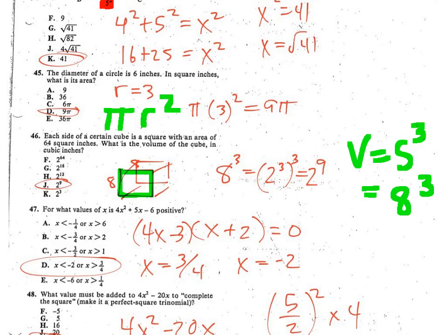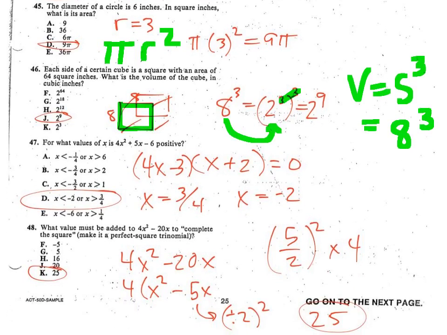to the third. But we then look at our answers and notice that none of them have a base of 8. So therefore I have to change it to a base of 2. Well, to get 8, we take 2 to the third, and then by the rule of exponents, power to power, I would multiply the 3 times 3 to get 9. So 2 to the 9 would be the volume of the cube in cubic inches.